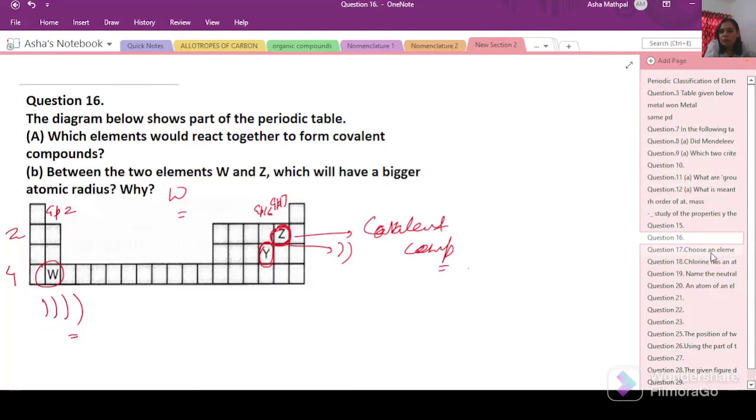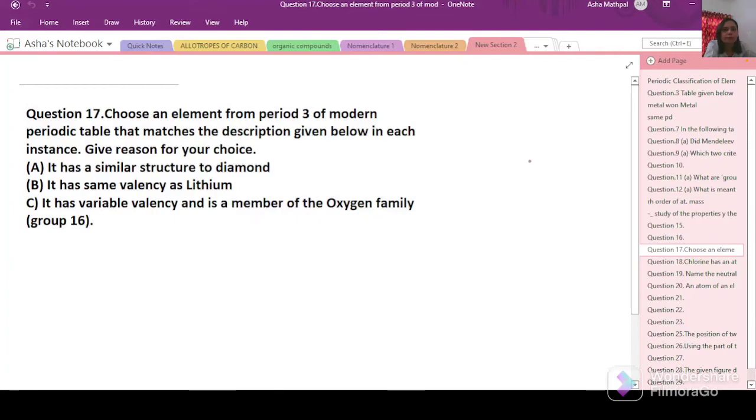Now next question. Choose an element from period 3 of the modern periodic table that matches the description given below. Give reason for your choice. So it is period 3 they are saying. Period 3 starts with Na, 3 shells, atomic number 11. Sodium, magnesium, aluminium, silicon, phosphorus, sulfur, chlorine, and then argon, atomic number 18, right? And the number of shells will remain the same. So this is period 3.